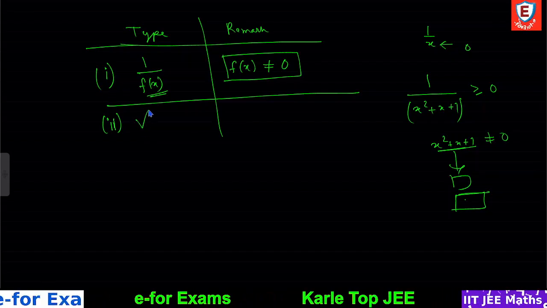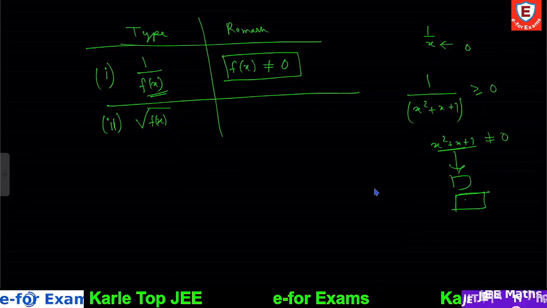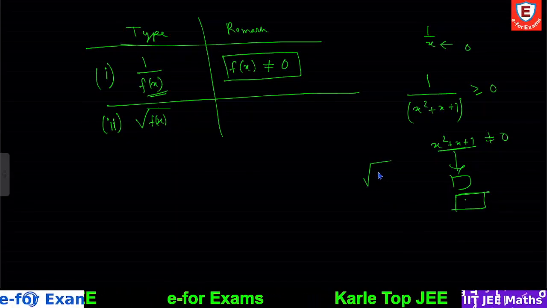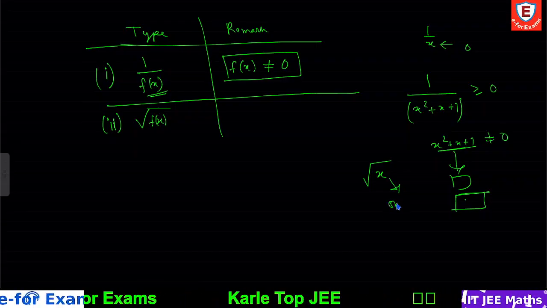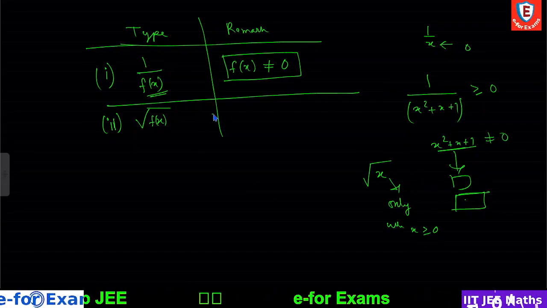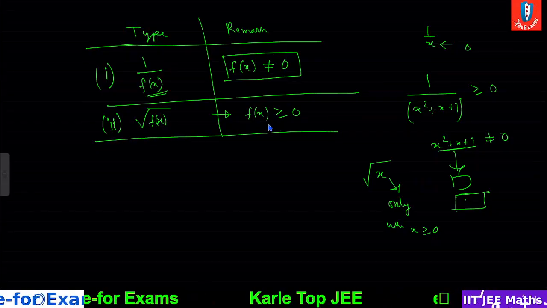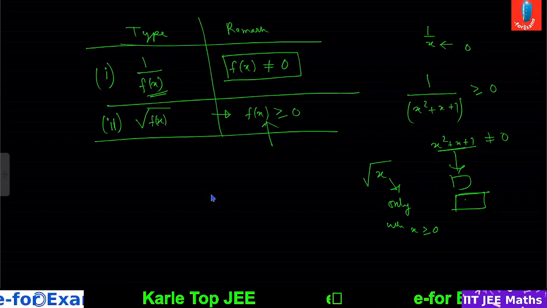Number 2, it could be given x, f of x is root over x. I told you in the first or second class that root over x is defined only when x is greater than or equal to 0, right? So here f of x should be greater than or equal to 0. You have to use this and then solve the question.